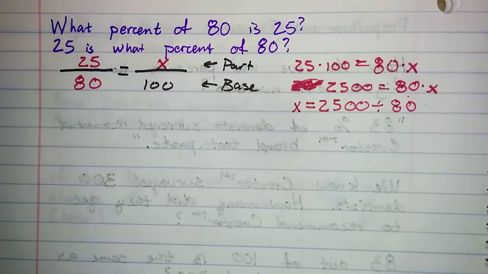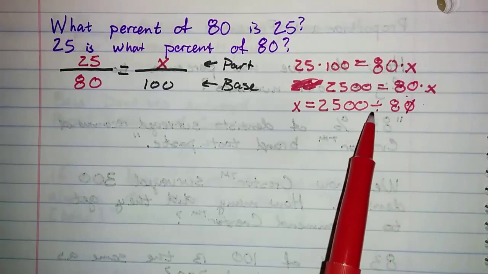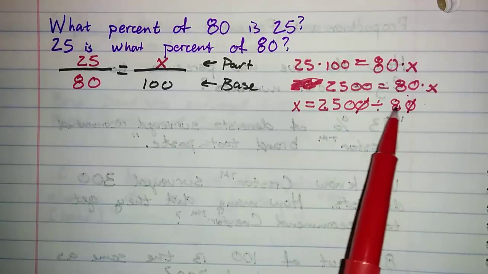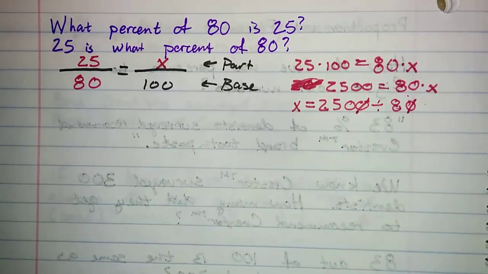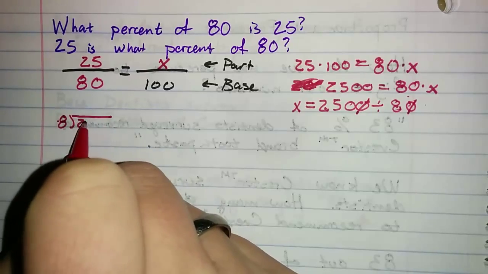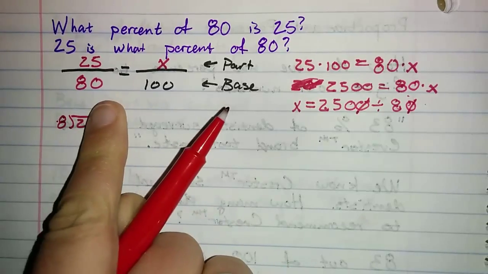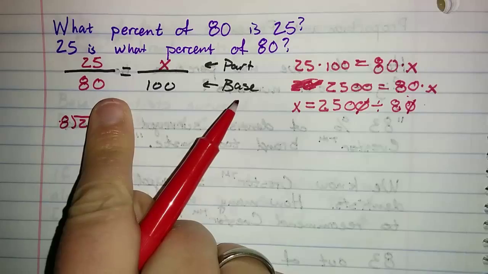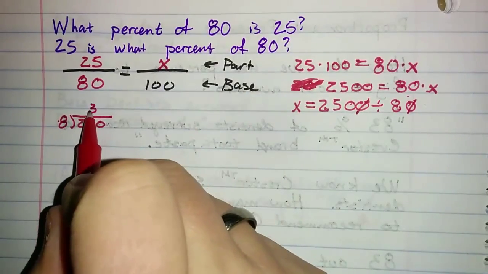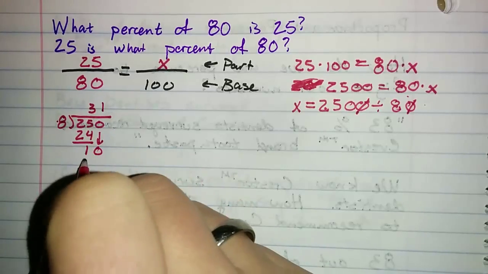Using what we know about decimal division, we can write this as an easier division problem. 2,500 divided by 80 is the same as 250 divided by 8. So writing that out, 8 goes into 250. 8 goes into 2 not at all. It goes into 25 3 times. 8 goes into 10 once.